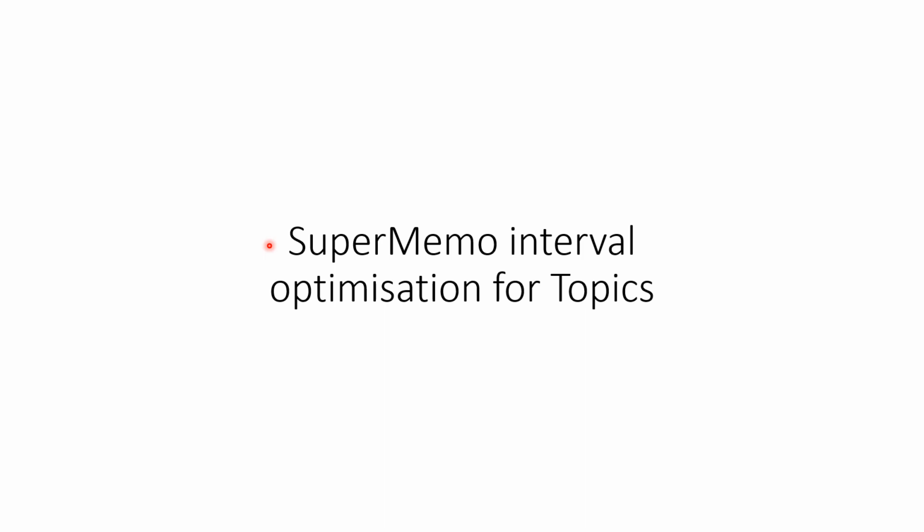Right then, I think it's a good time for us to discuss quite an important area, and this is SuperMemo interval optimization for topics. When you import an article or when you make an extract, SuperMemo will give it an interval, and this is based on priorities. We'll discuss priorities in another video, but for the purposes of this presentation, we'll just say that for extract X, SuperMemo has given it an interval of 7 days.